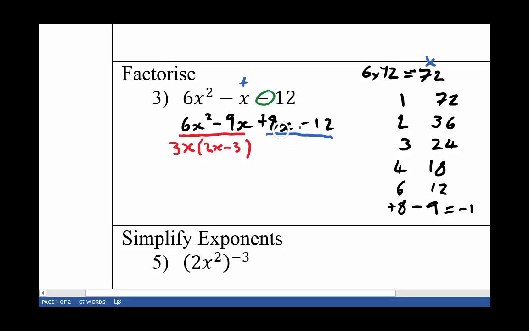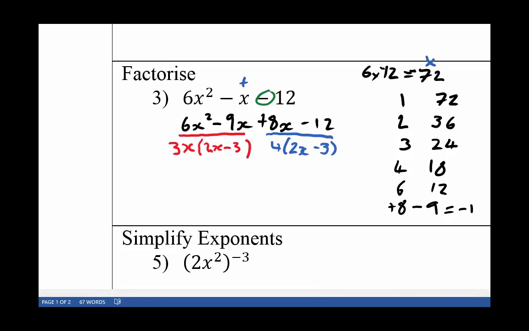Now I go on to the bit in blue. So I'm factorising this. Again, I'm asking myself, what is a common factor? This one has an x, this one doesn't, so x doesn't go outside the bracket. They both have a common factor of 4 though, so I will go with that. We'll put a 4 outside the bracket. Note I haven't put a sign here yet. So 4 times what gives me 8x? 2x. And then 4 times what gives me negative 12? Negative 3 gives me that.